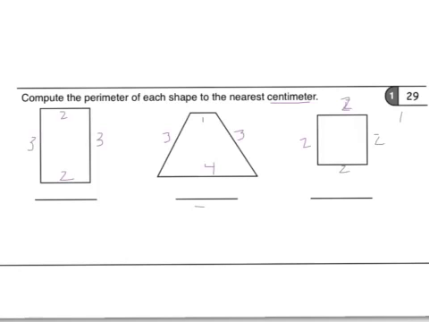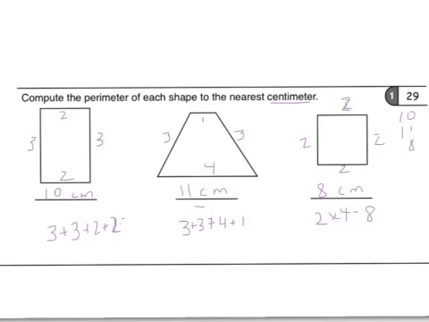All right, and then when we add all these together, this first one here, you should have added 3 plus 3 plus 2 plus 2, and that's equal to 10 centimeters. And then over here, you should have done 3 plus 3, and the order of your numbers doesn't matter. It's 4 plus 1, which is equal to 11 centimeters. And over here, you could have done 2 times 4, because there's 4 different sides that are all 2, which is 8 centimeters. And then when you put 10, 11, and 8 in there, add that up, you're going to get 29.